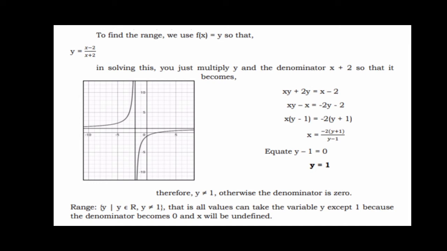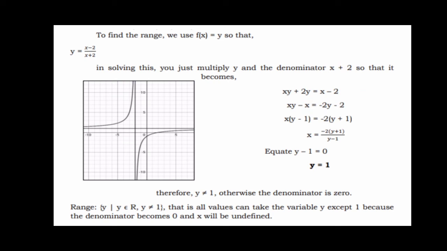To find the range, we use f of x is equal to y, so your function a while back will become y is equal to x minus 2 all over x plus 2. In solving this, you just multiply y and the denominator x plus 2 so that it becomes xy plus 2y is equal to x minus 2. Transpose positive x to the other side and positive 2y to the other side, so you will have xy minus x is equal to negative 2y minus 2.